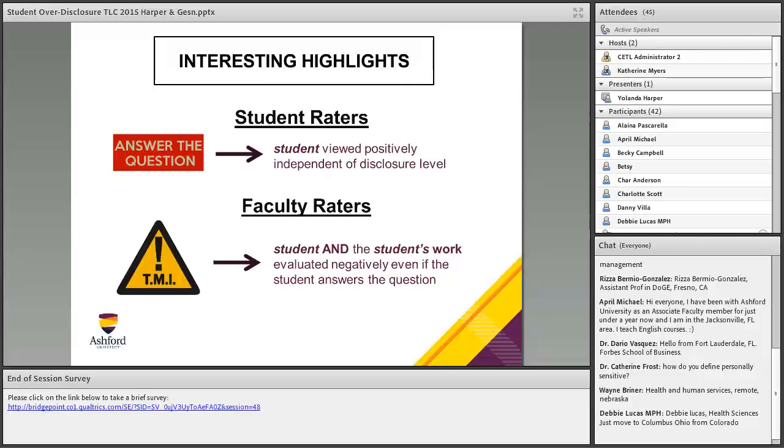So here we just have a quick visual summary of some of the findings from our study. Again, these are just the highlights. We had lots of variables that we actually looked at. So again, if you want more information, feel free to contact me later.